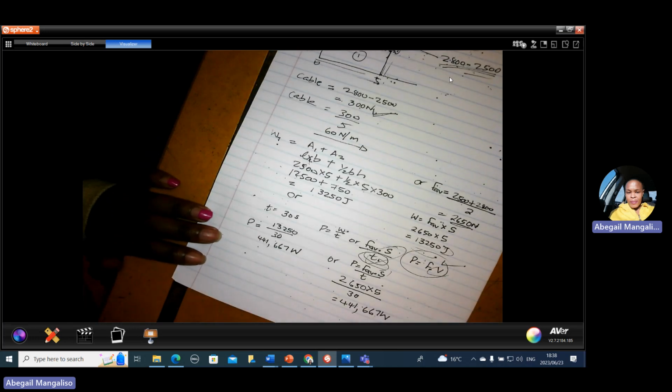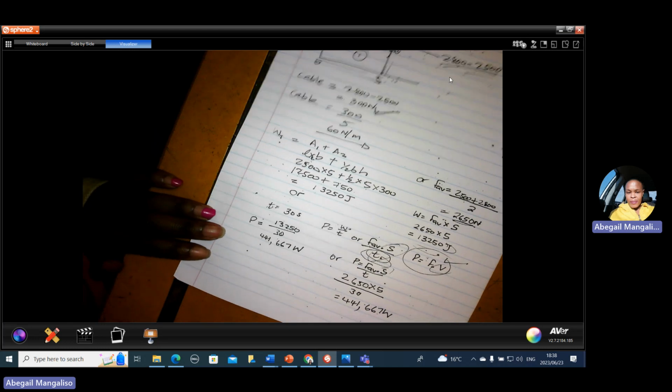Both formulas are correct, but you need to remember, if you are using the forces or the tensions, you must find the average first, because it's two forces. So find the average between the two and divide by 2 to get the average. Thank you.